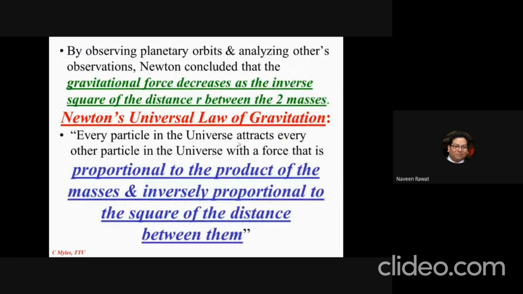Later on, what Newton observed from his calculations of the orbits of the planets was that this gravitational force decreases as the inverse square of the distance r between the two masses. The relationship is that it depends on the mass, and it's inversely related to the square of the distance between those two objects that you're considering.